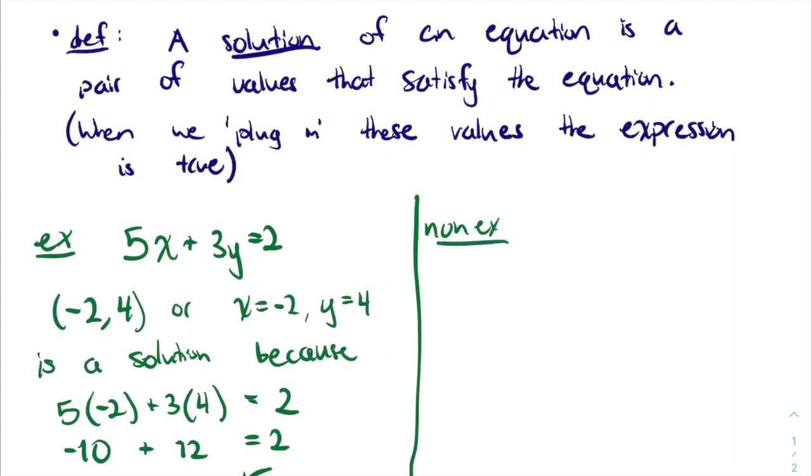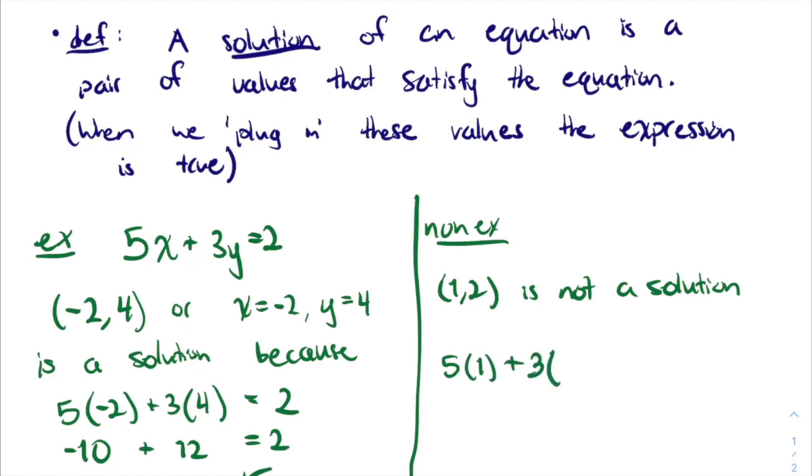A non-example would be 1, 2. It is not a solution. This is because 5 times 1 plus 3 times 2, again, this is 5 plus 6 equals 11, which is not 2.